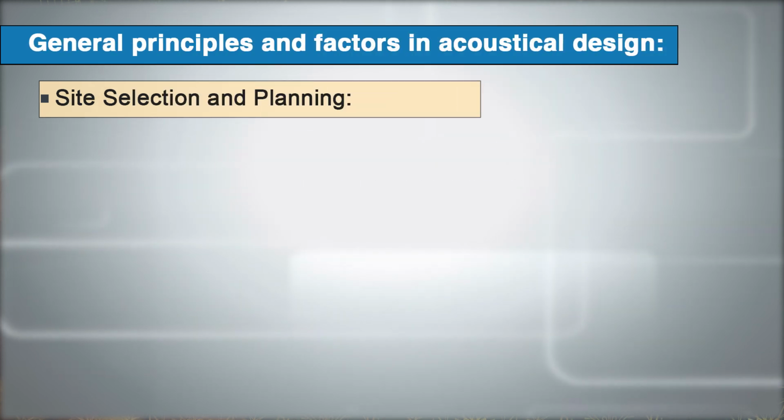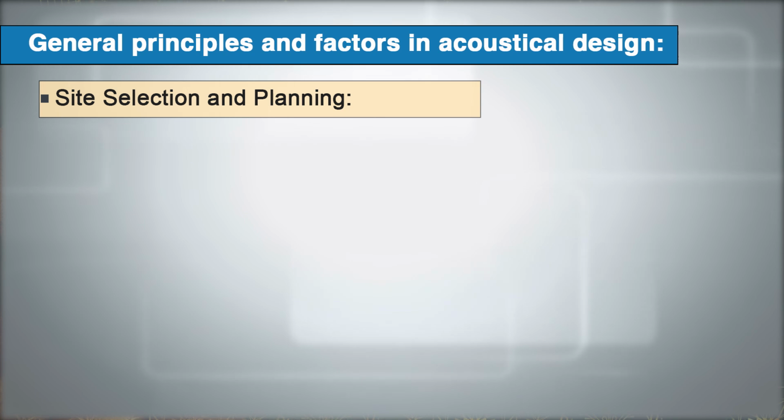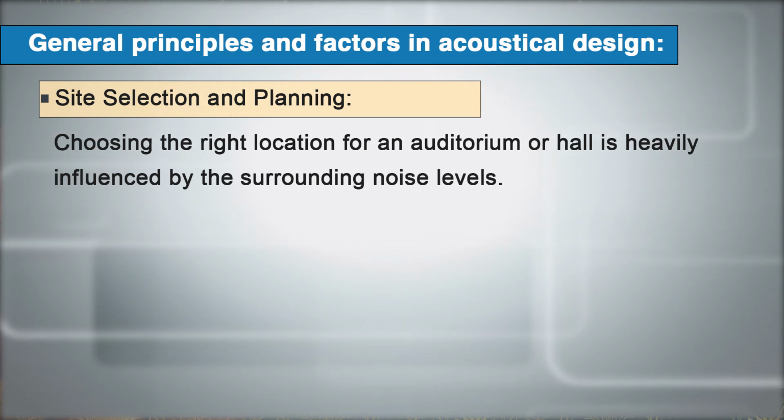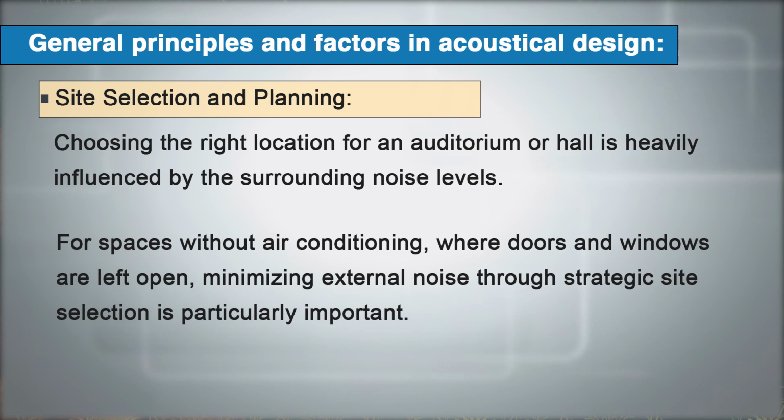Now we will take some of the general principles and factors in acoustical design. First is site selection planning. Choosing the right location for an auditorium or hall is heavily influenced by the surrounding noise level. It is vital to perform a noise survey to identify the quietest possible area, as this can prevent the need for extensive and expensive soundproofing measures.